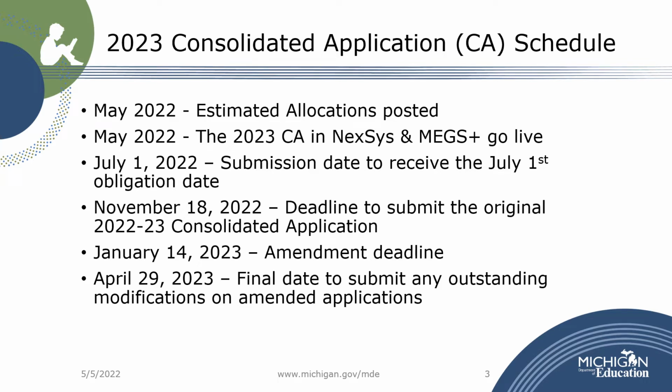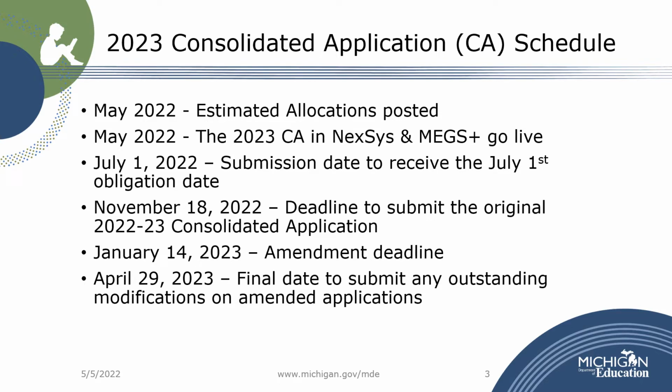Some of the key dates for the 2023 Consolidated Application are shown here on this slide. Currently, we're anticipating estimated allocations to be available during the month of May. We're also scheduled to go live with the Consolidated Applications in both Nexus and MEGS Plus during the month of May. The initial submission date to receive a July 1st obligation date of the application is July 1 of 2022. Applications submitted after that date will receive an obligation date that coincides with the date the applications are actually submitted. That submission must include both the Nexus and MEGS Plus application for any districts that receive Title I Part A basic funds.